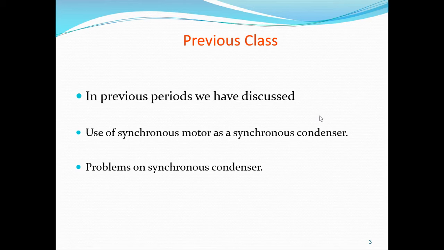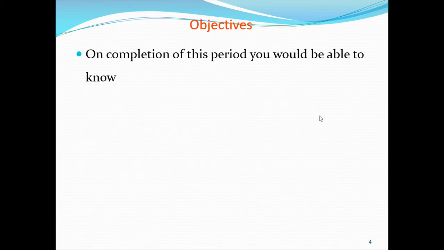So on this one we did the problem also. That means for an induction motor, suppose for a factory the power factor is 0.6. After connecting the capacitor, the power factor is improved to 0.9. Then what is the rating of the synchronous motor? Problems like that we solved in the last class. So today we will cover what hunting is and what the prevention methods for hunting are.